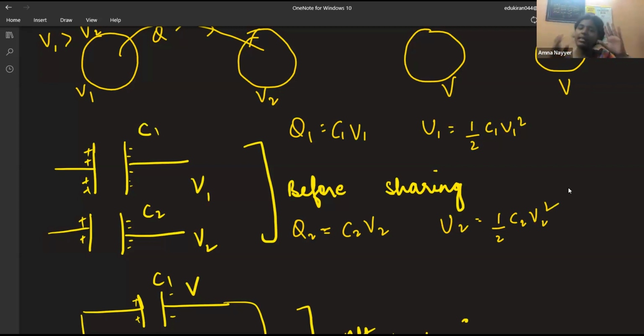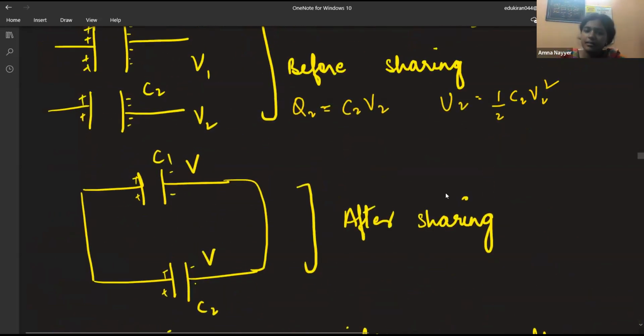This is before sharing. Now let's say with the help of a wire, we have connected both the capacitors. Charges must have flown from whichever had the lesser potential to the one with the higher potential, till both attain the same potential, a common potential. So after sharing, they attain a common potential, which we consider as capital V. Now this is the final charge, let's say Q1 dash.